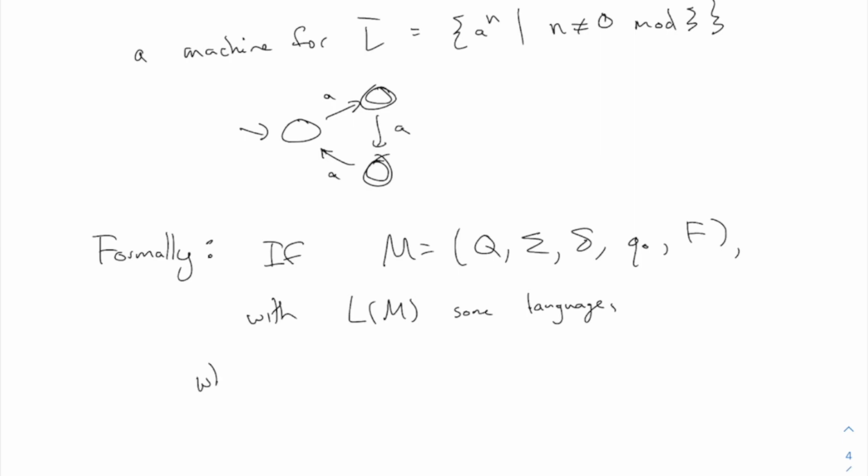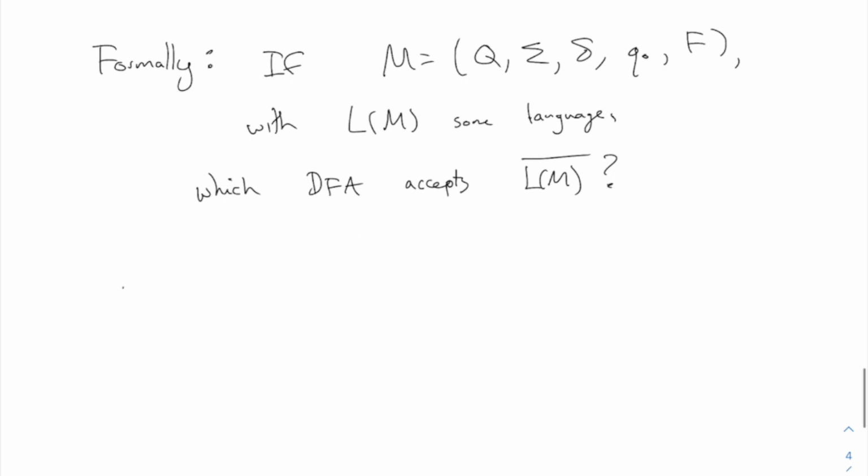Then what is the, can I say which DFA accepts L of M bar, right? That would be the opposite. I would like to write the other DFA in a formal description just in terms of what M says. Can I say it should be, I'll call this one M prime.